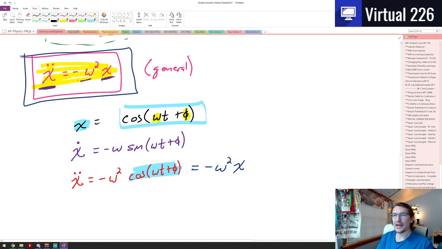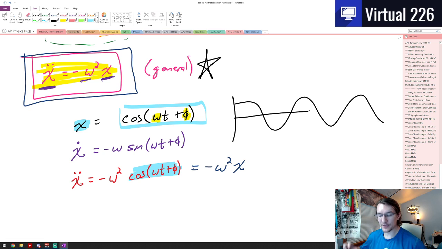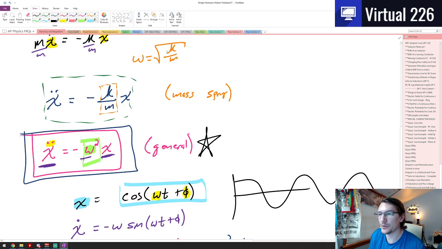So we could just say that x double dot will equal negative omega squared x, which is exactly what our generalized equation will be. And we know that cosine functions oscillate up and down, back and forth. So that's what we're going for here. This general equation is what we're looking for all the time: a second derivative will equal negative omega squared x for every single simple harmonic oscillator. The only change will be the value of omega. That will dictate everything. And we saw for our mass spring system, omega was equal to the square root of k over m. So we get this right here.